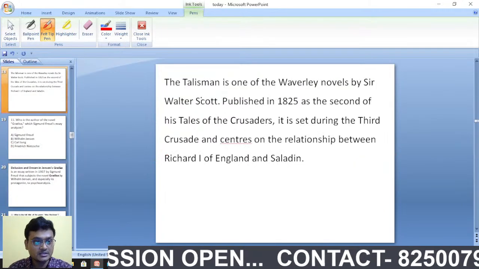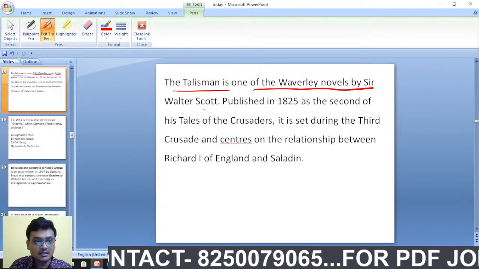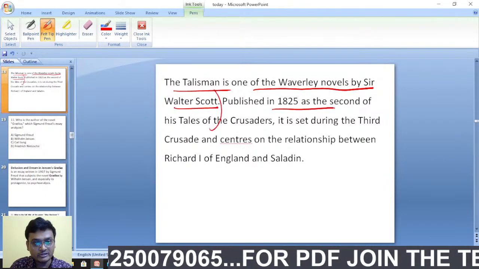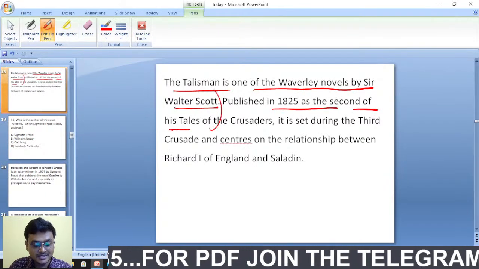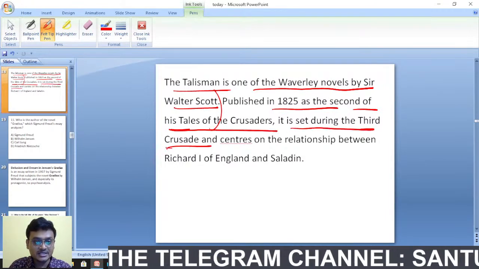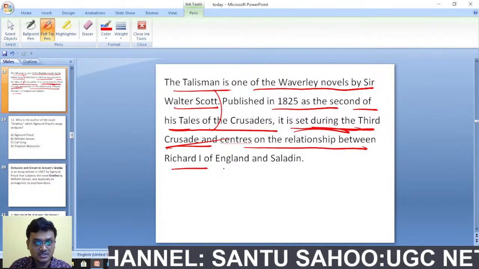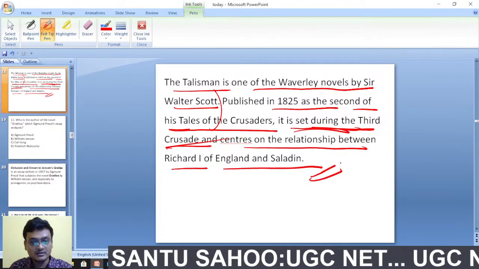Next question. Here is the explanation. The Talisman is one of the Waverley novels by Sir Walter Scott, published in 1825 as the second of its Tales of the Crusaders. It is set during the Third Crusade and centers on the relationship between Richard I of England and Saladin.